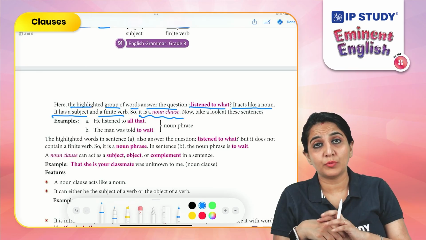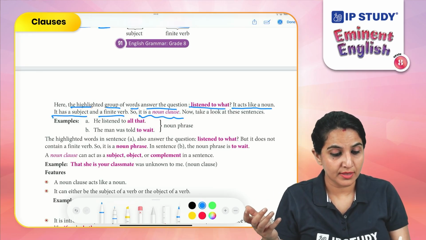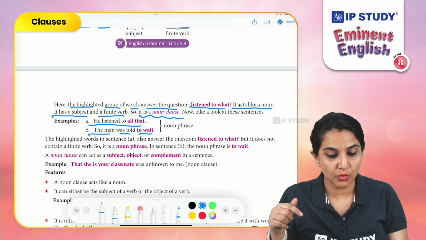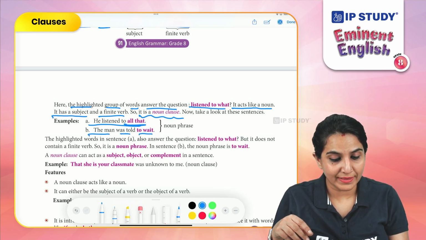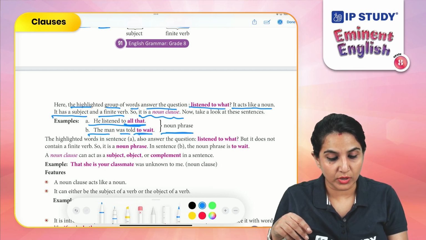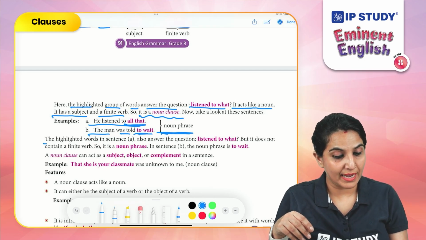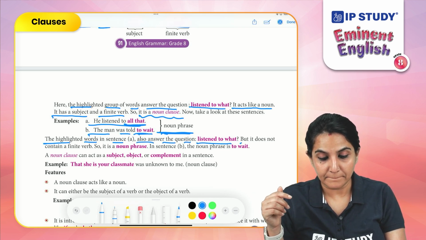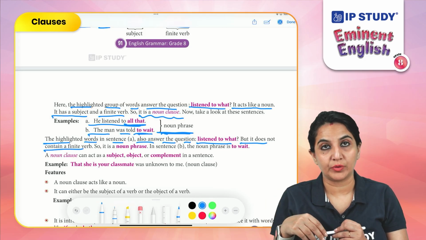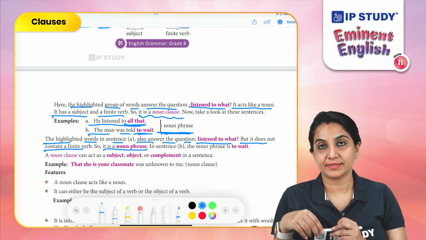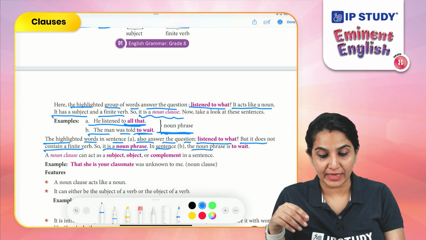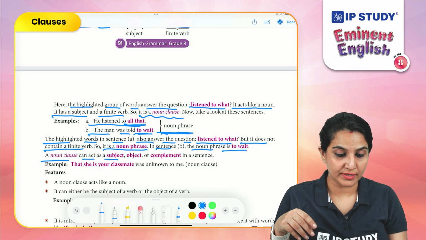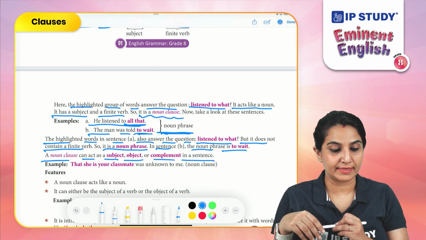So, let us look at some more examples related to a noun clause. He listened to all that. The man was told to wait. Now, all that and to wait are called noun phrases. The highlighted words in a sentence also answer the question, listened to what, but they do not contain a finite verb. So, it's called a noun phrase. In sentence B, the noun phrase is to wait. Right? A noun clause can act as a subject, object, or complement in a sentence.